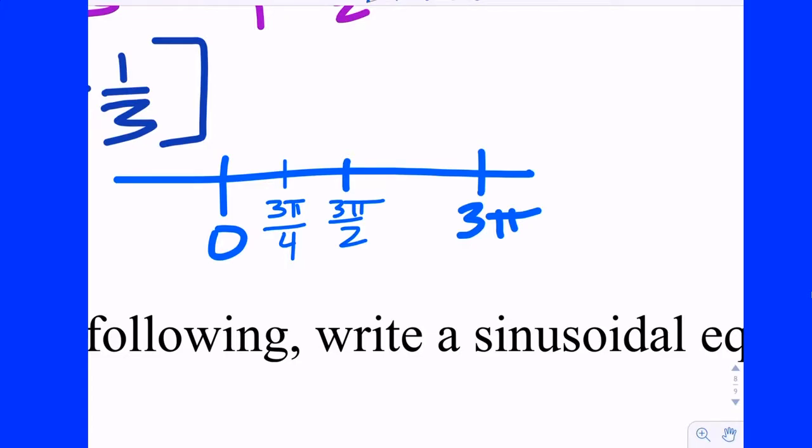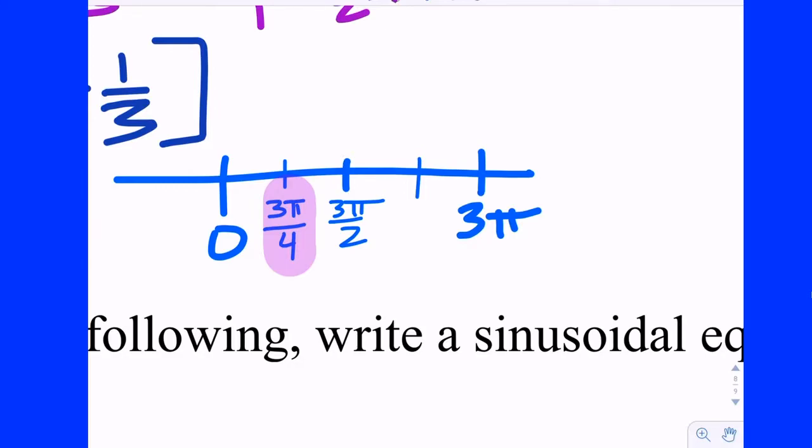If you have your period, you can just divide it by 4 and get your quarter cycle counting interval. Or you could bisect it twice. I like to bisect it so that I can see the spacing. So 3 pi fourths, again, is the most important number on this graph. Every axis, high, axis, low, axis, high is 3 pi fourths away, pre and post shift.